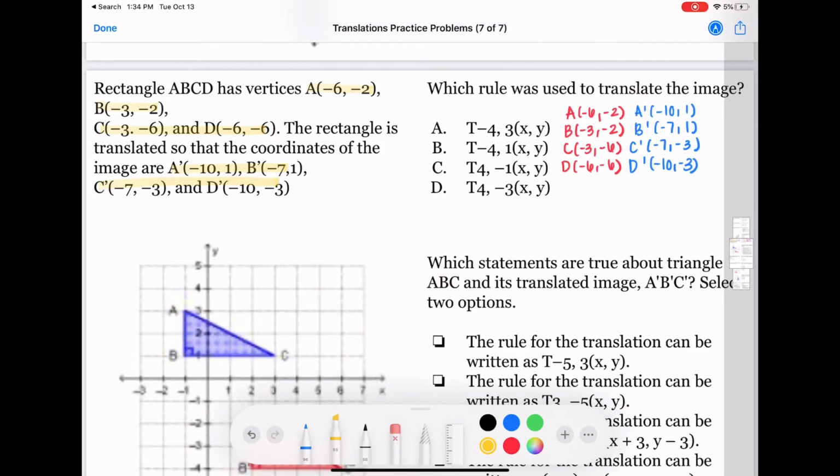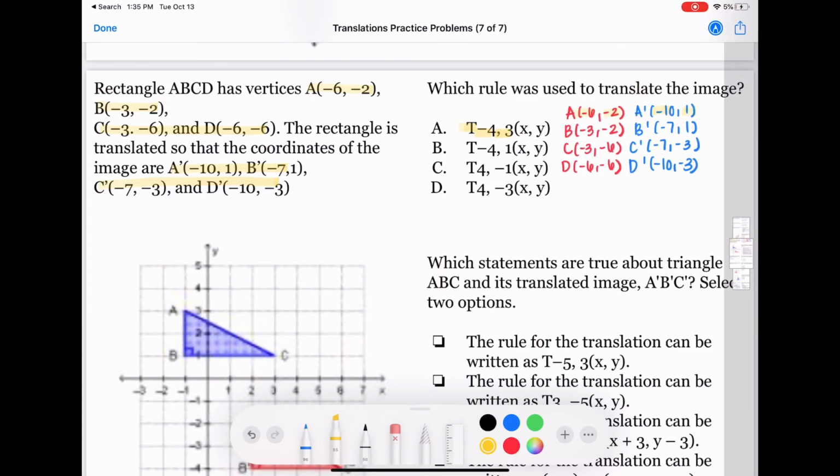Well, in order to identify this, let's go through each answer choice and see if that answer choice matches what is occurring in our translation. Here we see that we have a translation where the x-coordinate is subtracted by 4 and the y-coordinate is added to 3. Well, if we take negative 6 and subtract negative 4, we do in fact get negative 10. If we take negative 2 and add 3, we do in fact get 1.